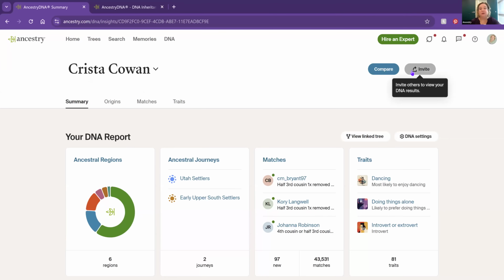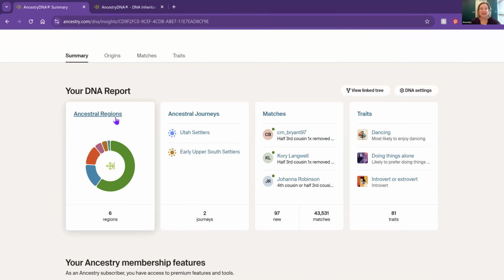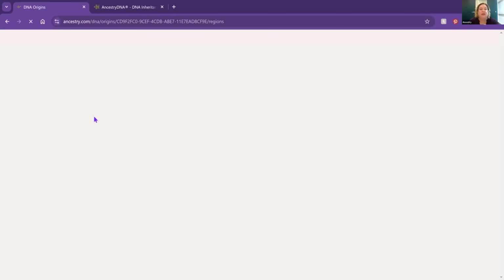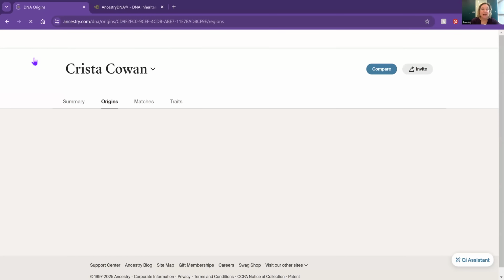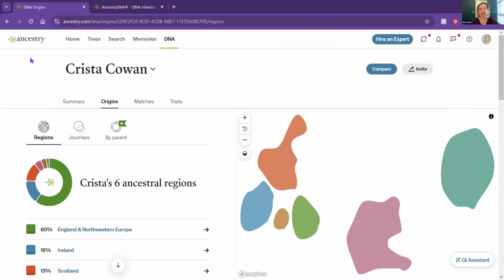You can invite people to your DNA results over here on the top right with this invite button. That's going to allow you to share those results and to compare them with each other if you so wish, okay? Now, I am on the DNA homepage or the summary page, and we're going to take a look first at the ancestral regions. This is the piece that most people think of when they think of an Ancestry DNA test. What they're thinking of is, oh, I'm going to get percentages of where in the world my DNA is from.